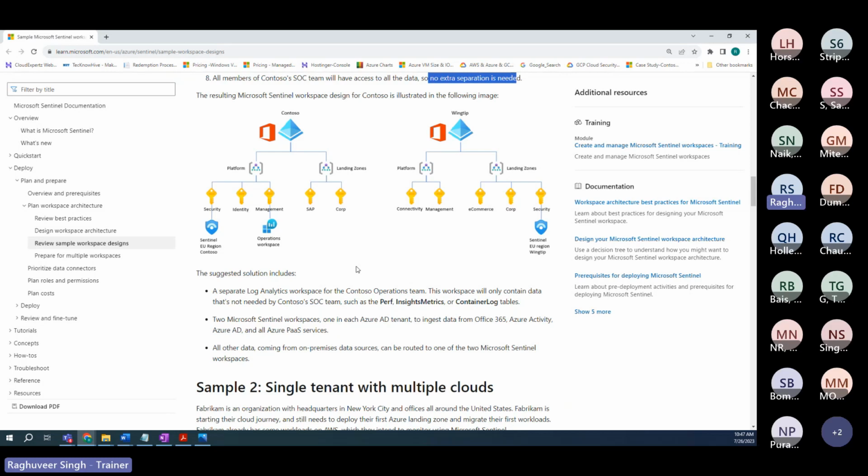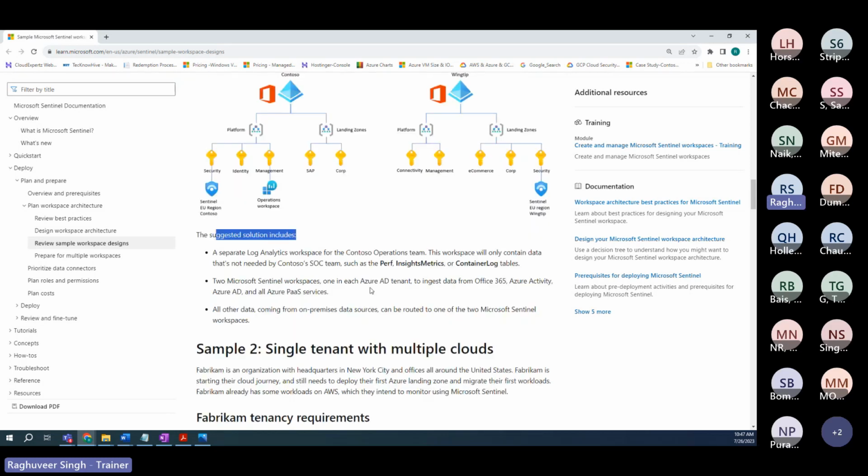Now what is happening here? It says the suggested solution includes a separate Log Analytics workspace for the Contoso operations team. This workspace will only contain data that's not needed by the Contoso SOC team. This design does not show you the workspace for the security team. I would say this is an anomaly here, or a shortcoming of this image.